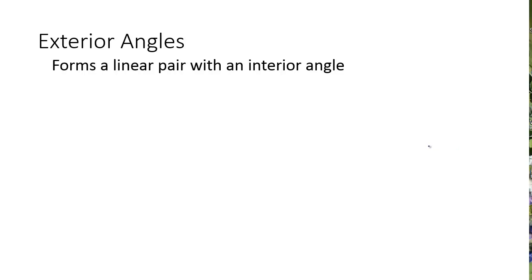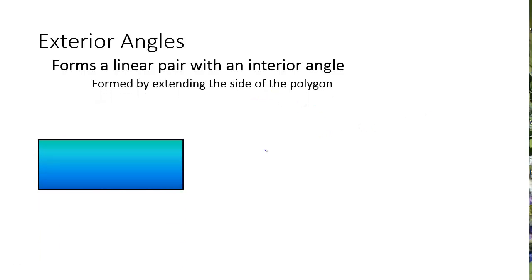Exterior angles on a polygon form a linear pair with an interior angle, and they're formed by extending the side of the polygon. For example, here we have a quadrilateral, specifically a rectangle, and if we extend the 4 sides, we get exterior angles. They form a linear pair. Since this is a rectangle and it has a 90-degree angle, these exterior angles are also 90 degrees.